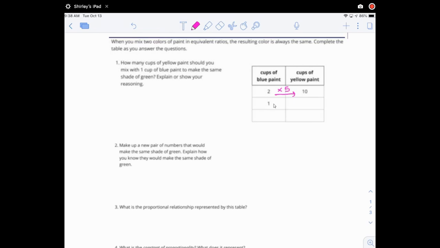That tells us that we can take 1 times 5 and we're going to get 5. So question number 1, how many cups of yellow paint should you mix with 1 cup of blue paint to make the same shade of green? So I should mix 5 cups of yellow.